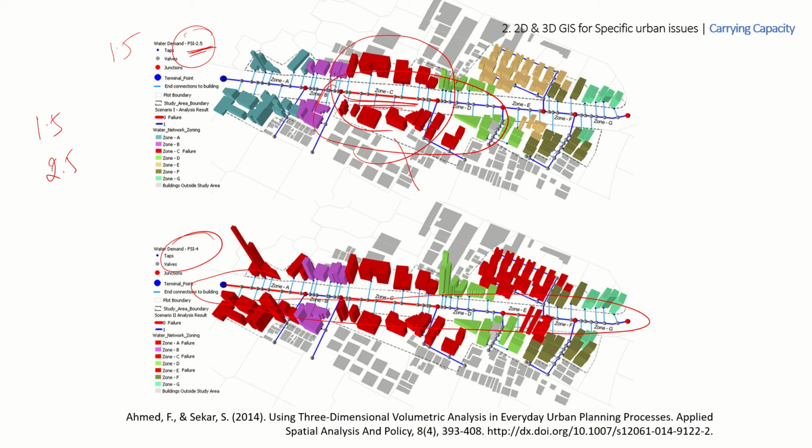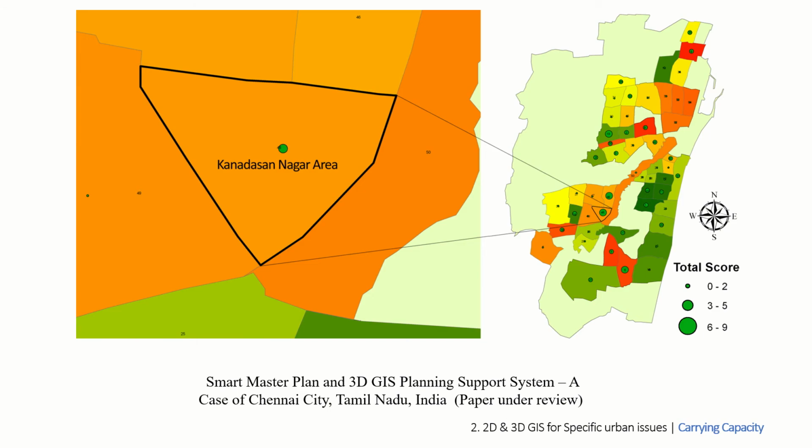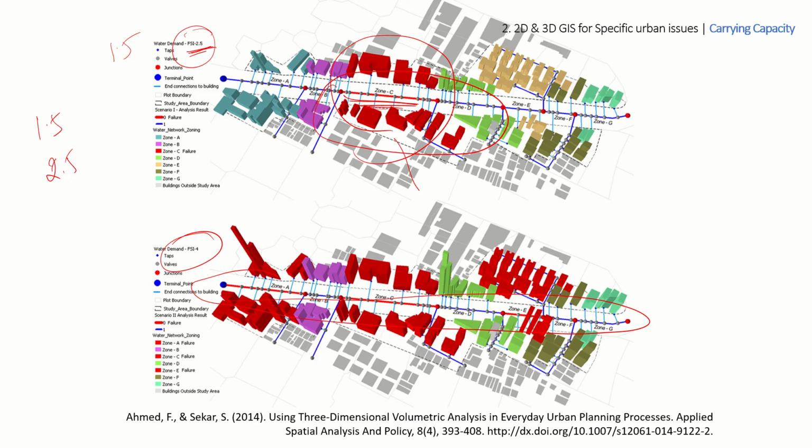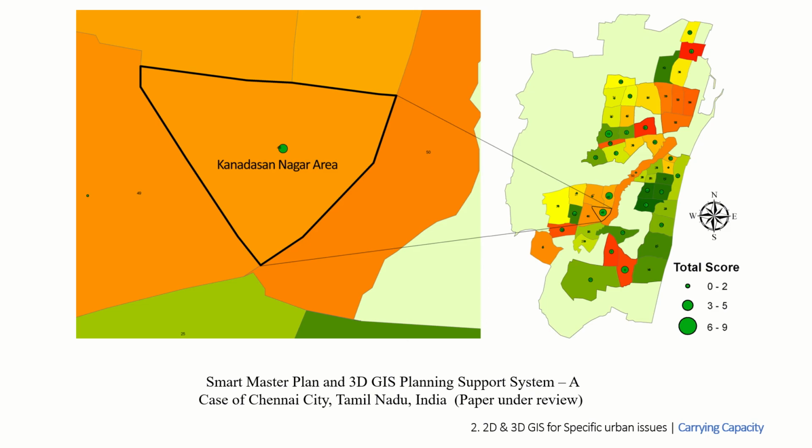Okay, so this kind of three-dimensional analysis will help in understanding how carrying capacity will be impacted if we change FSI, and so on and so forth. This can be done using 3D GIS. I'll just show you a little more example on the same thing. This is for one state. We did that exercise for a little longer.